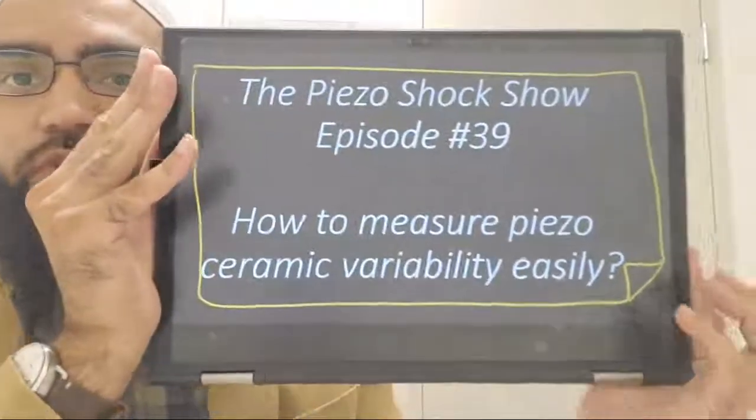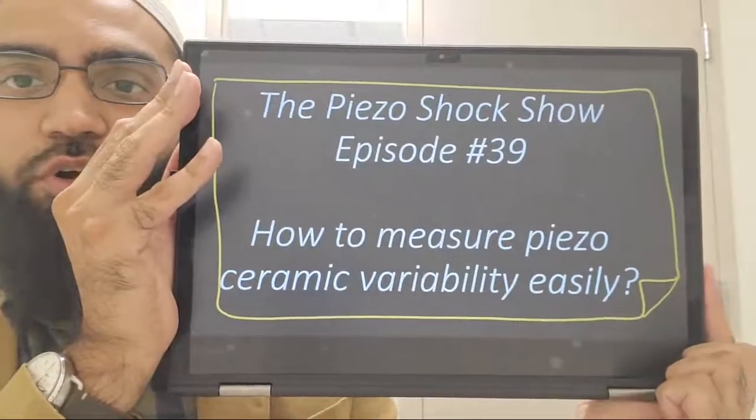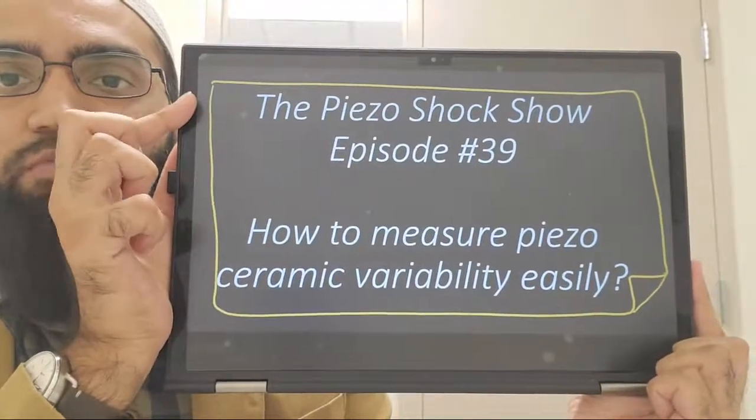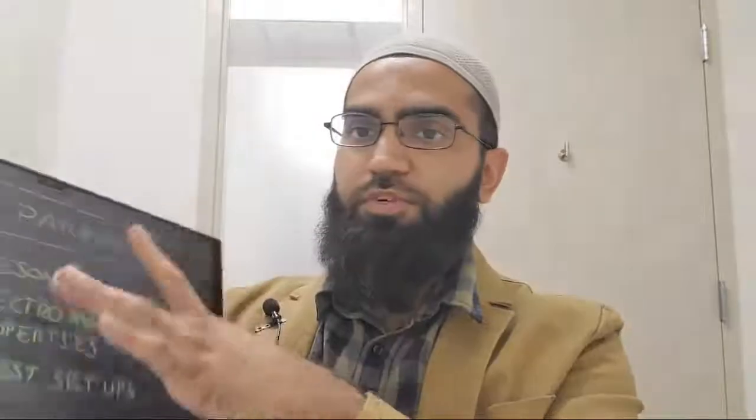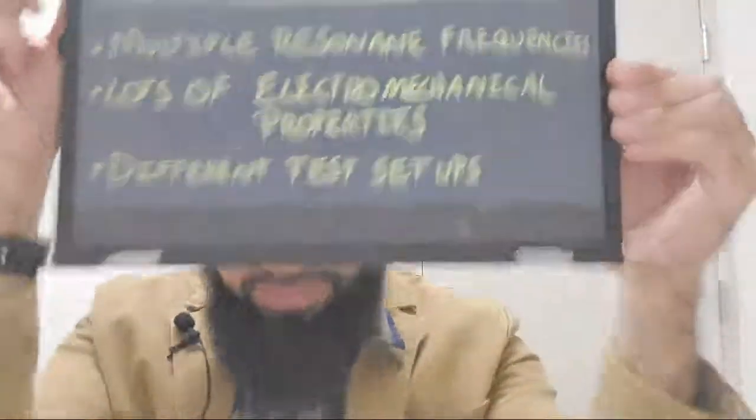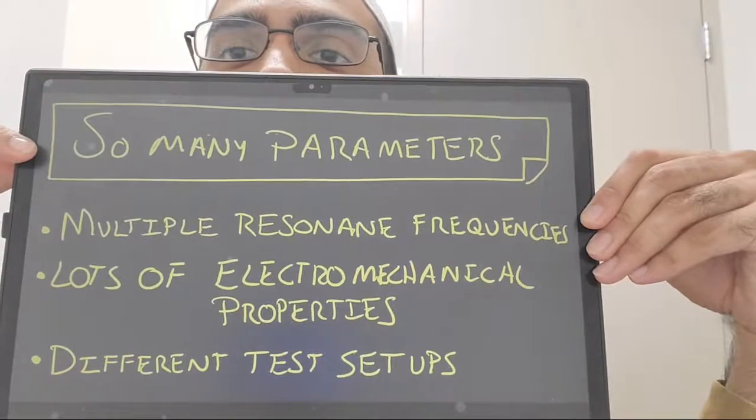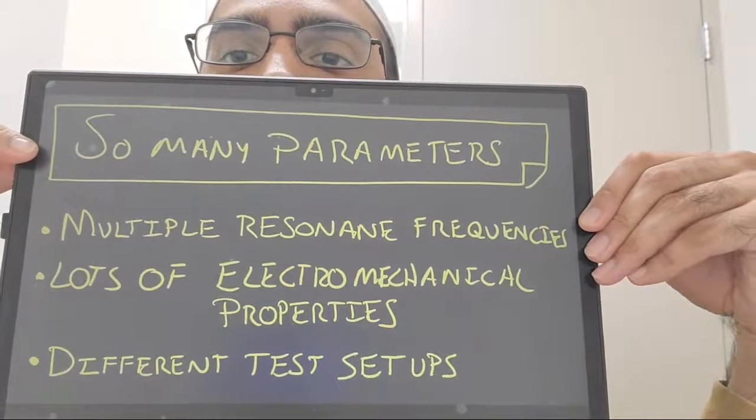Let's do it. So today we're going to be talking about the question, how to measure the piezoceramics variability easily. So I want to get to the first point. And the first point is that there are so many parameters to measure. Wow. There are multiple resonant frequencies. There are lots of electromechanical properties.